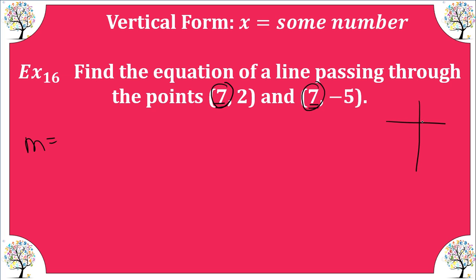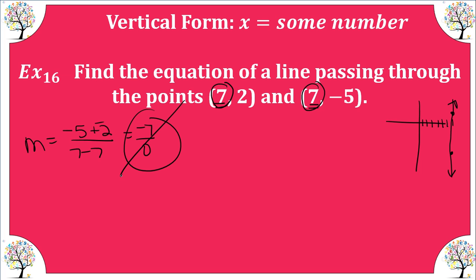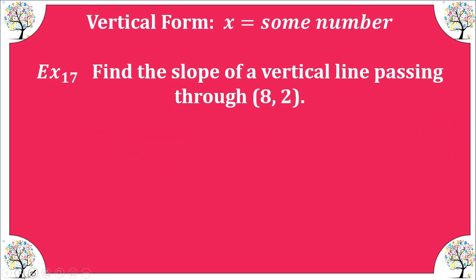So if we were to graph these and go over 7 and down 5, and then go over 7 and up 2, and we create that vertical line, you can see it doesn't pass the vertical line test. But if we were to continue and didn't recognize this, hopefully you could recognize it once you find slope, because as you can see, we're going to get a 0 in the denominator, which is undefined. We cannot have a 0 in the denominator. So our equation is simply x equals 7 because my x values are 7.